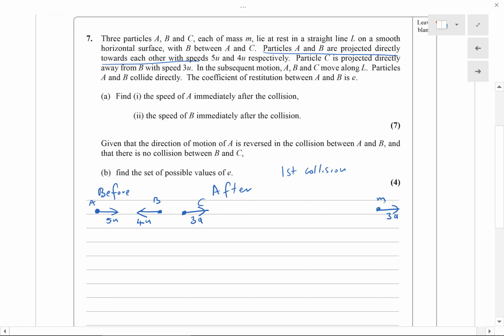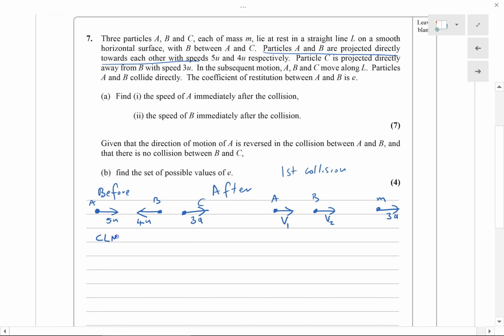And let's call them, I tend to use a numbering system with this, just in case we run out of symbols. Let's call this one here V1, and this one here V2, the velocities of A and B after the first collision.